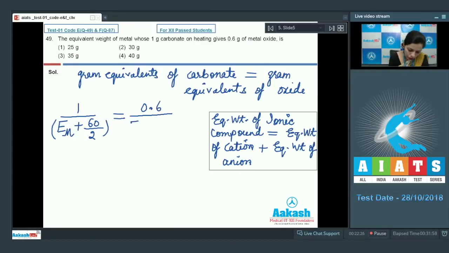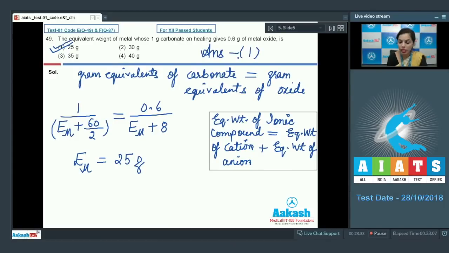So the equivalent weight of the metal plus the equivalent weight of the oxide ion. What is the equivalent weight for that? That is 8, because the oxide ion has the oxygen atom with 2 unit negative charge, so the n factor is 2. Now if you solve this for the value of Em, that is the equivalent weight of the metal, it will be 25 gram. And yes, the correct option is option 1.